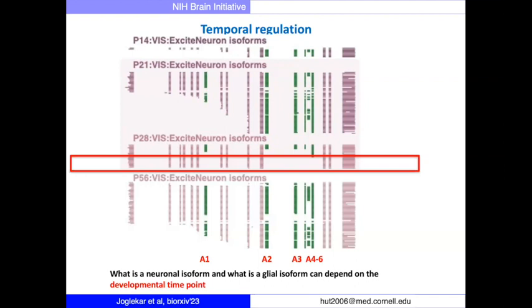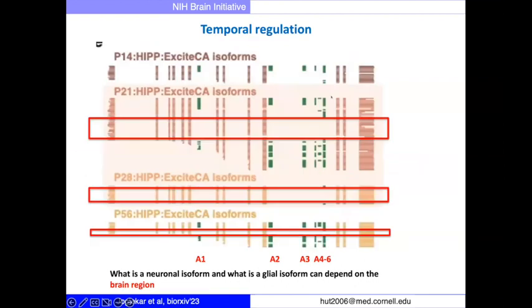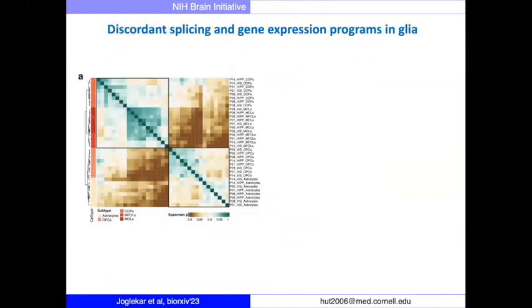And so now I just want you to remember that here at P21, we had a lot of inclusion of all these exons. Now we go to the hippocampus, the same time course, and all of a sudden, even at P21, we see a lot of this skipping. So it means first the timeline is different, and at P21, what is a neuronal or glial isoform is actually also a question of brain region. Yeah, so now one last point.